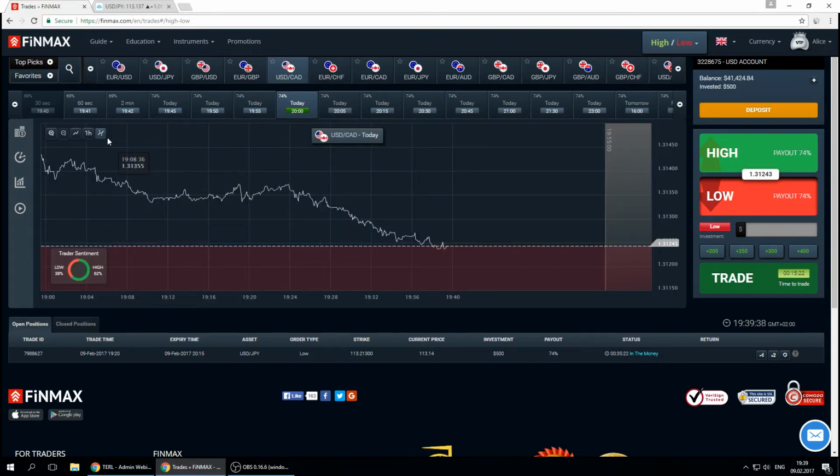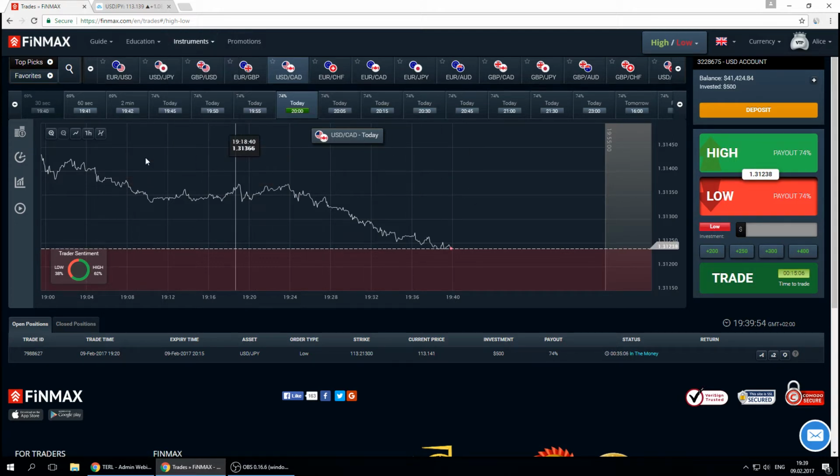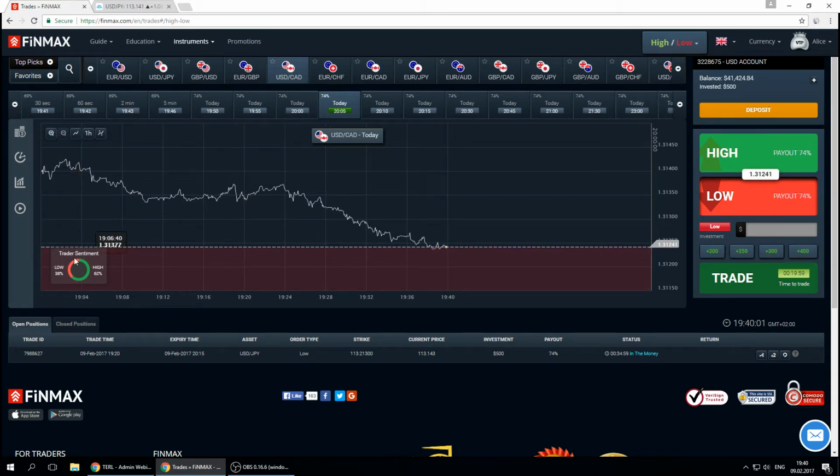Okay, if these indicators that we have here are not enough for you, you can always switch to advanced charts, and there we have the full list of different indicators that can help you in your work here. Okay, I believe it's simple with this information. So here we have the trader's sentiment. It shows you the information, the choice or the decision of our traders.